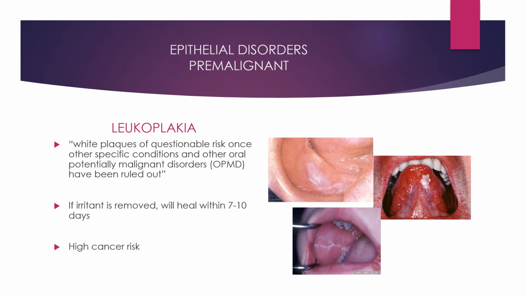Premalignant lesions are suspect until proven non-malignant by biopsy. Leukoplakia are white plaques of questionable risk once other specific conditions and other oral potentially malignant disorders, or OPMD, have been ruled out. If the irritant is removed, it should heal within 7 to 10 days. That's the same for hyperkeratosis. If it does not heal, then further examination is required. It is considered a high cancer risk.